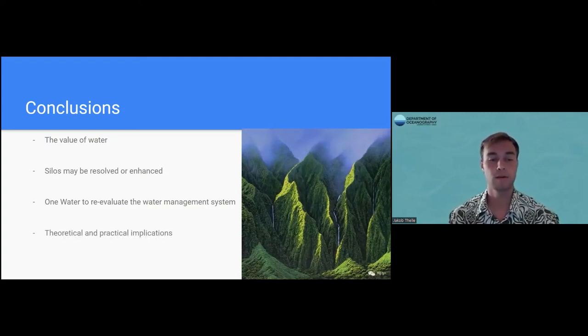By this, we have the theoretical and practical implications. Theoretical goes into how water is being looked at and implemented into the whole water management system, while practical goes into how the behavior, professional background and professional workspaces of the water managers have to change, both in terms of time commitment and how agencies and disciplines work together towards managing waters in Hawaii.